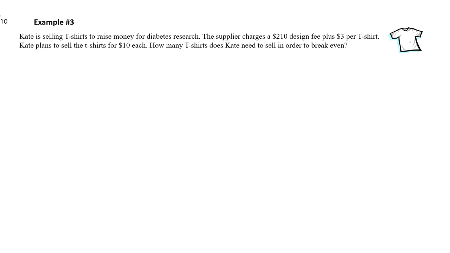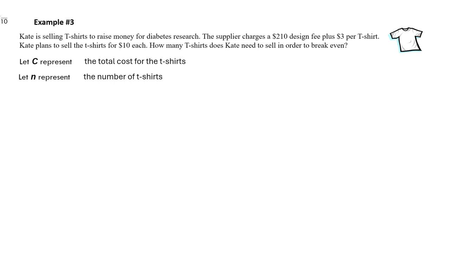Example 3. Kate is selling t-shirts to raise money for diabetes research. The supplier charges a $210 design fee plus $3 per t-shirt. Kate plans to sell the t-shirts for $10 each. How many t-shirts does Kate need to sell in order to break even? Well, let's start with our declarations. C will represent the total cost for the t-shirts. N will represent the number of t-shirts.